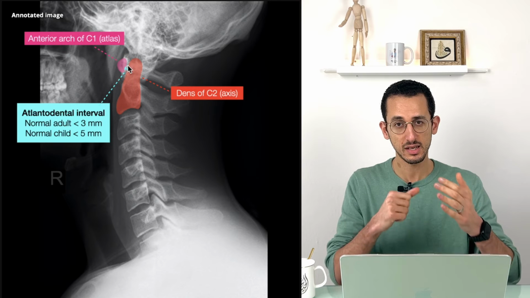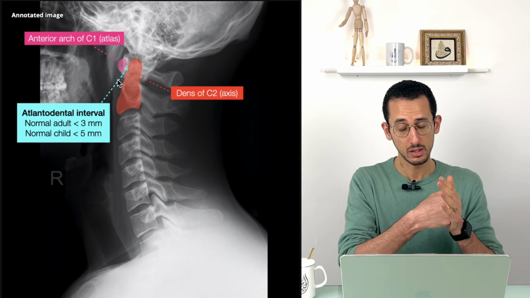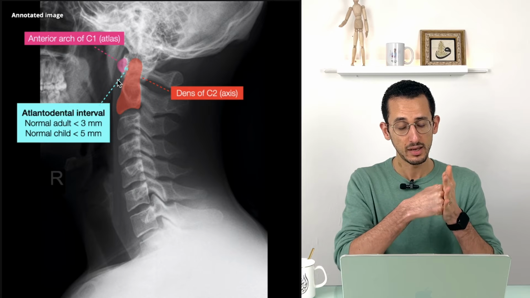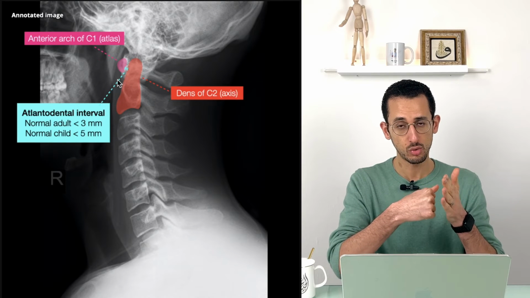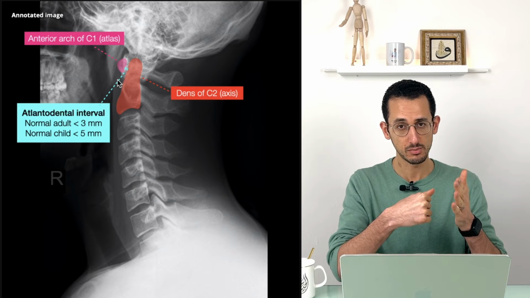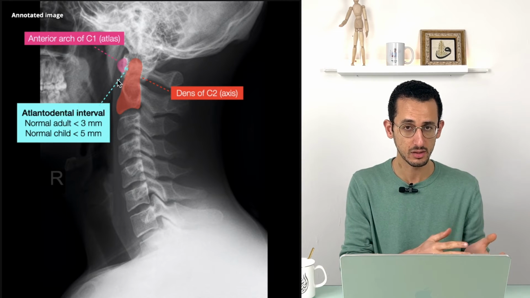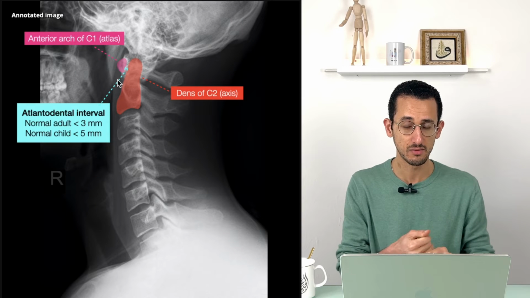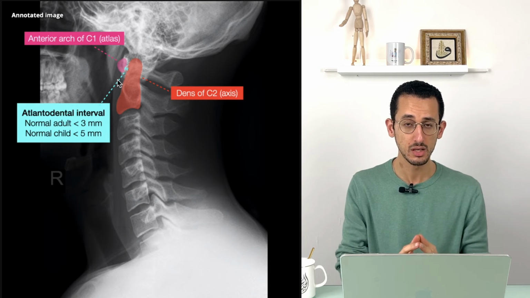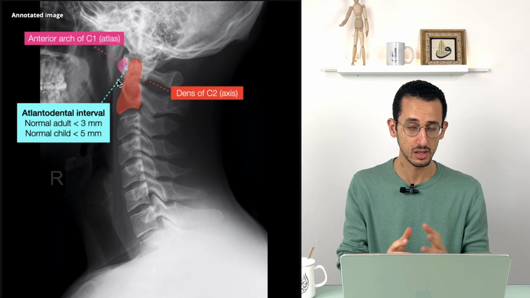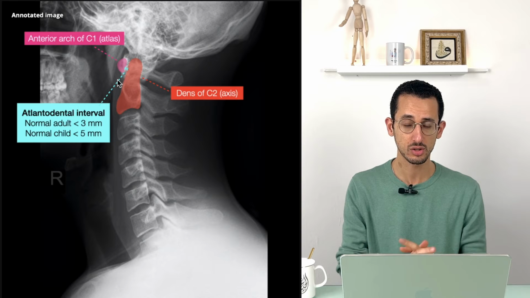This interval means that the odontoid process is still held to the anterior arch of C1. If that space gets bigger, that means that the ligaments are disrupted or affected. Normally, it should be less than 3 millimeters in the adult, and in kids, it should be less than 5 millimeters. You can watch my video about the craniocervical junction anatomy, where we explained everything about the ligamentous structures in the neck and the normal anatomy of the craniocervical junction, through the link above.